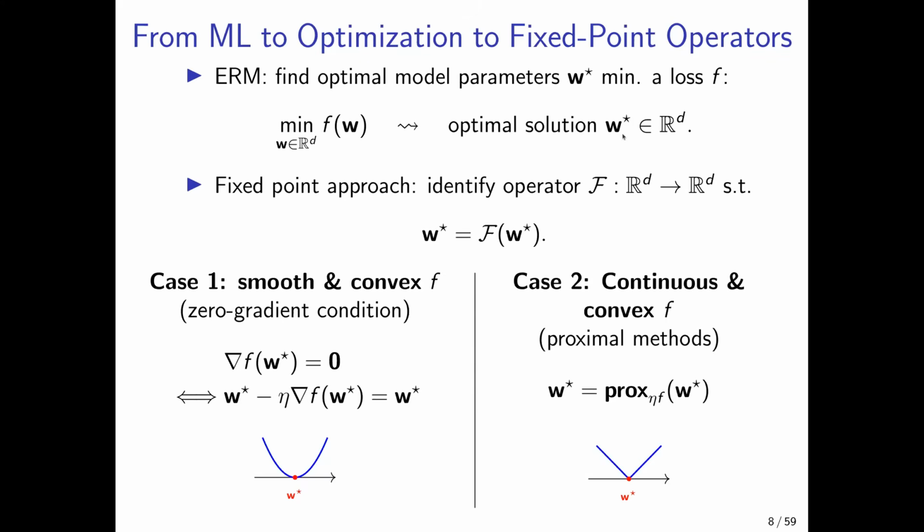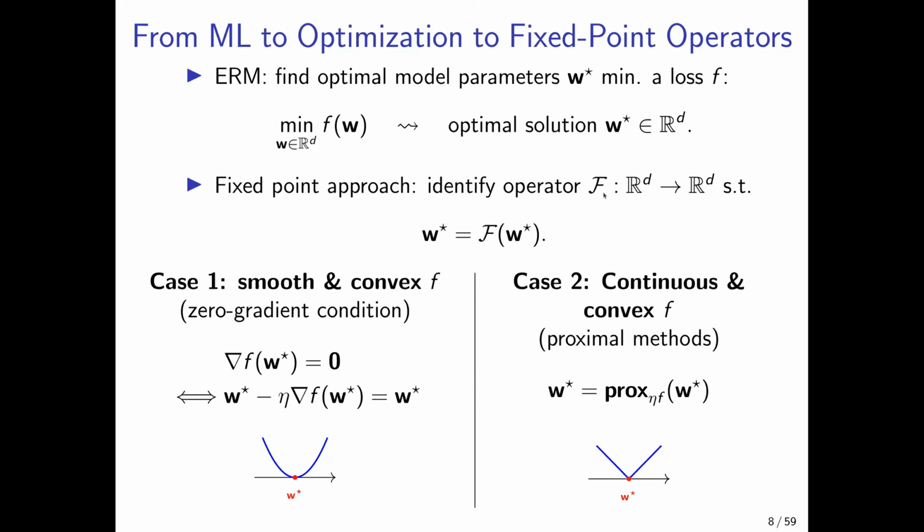And the approach that we are taking here in this lecture is a fixed point approach. So our goal will be to write this optimal parameter, so to express this optimal parameter vector as the solution of a fixed point equation. So our goal is to find some operator.